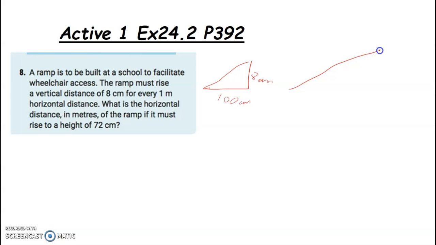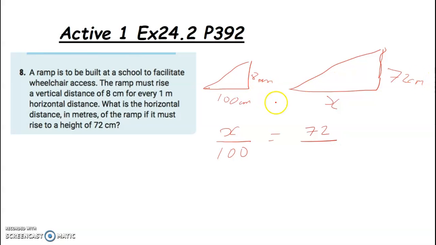Now you want the ramp to go up 72 centimeters. You're trying to figure out how far it has to go across. So it's the same thing again, ratios. You want to try to keep x above the line just because it makes it easier. If you put it below the line, it's a bit awkward. So x divided by 100. Since I put this one on top, I must put the 72 on top as well, so 72 divided by 8.